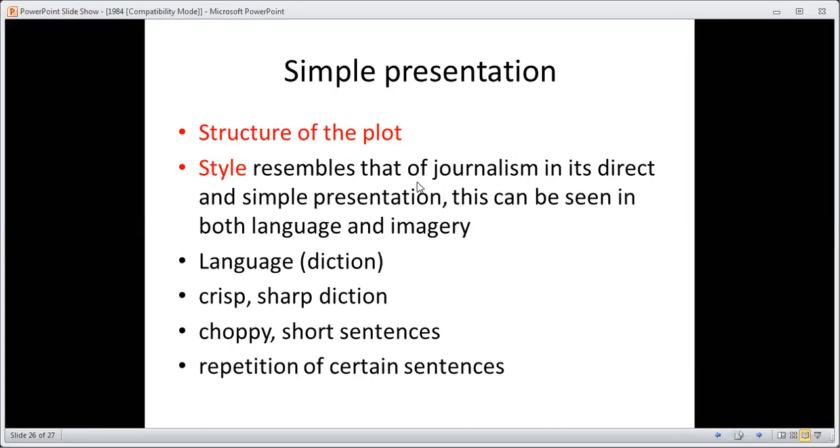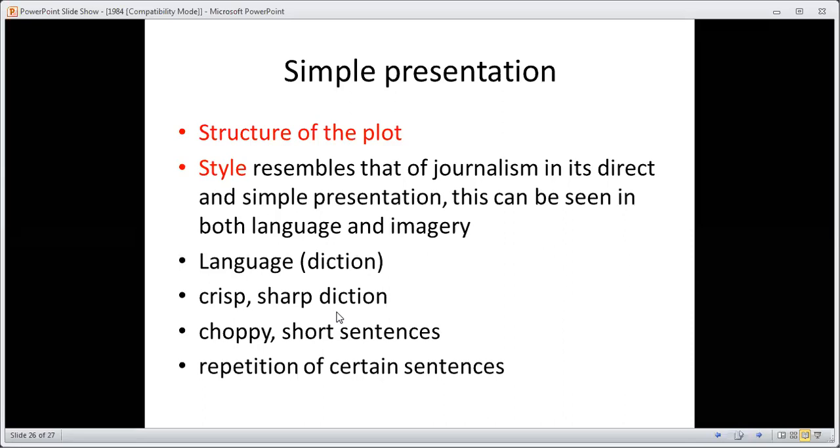In the language, for example, we have sharp diction, direct. It doesn't have two meanings, it is not connotative. It is the opposite. A crisp language. What do I mean by crisp? That it is actually newly invented. The language of 1984 is a kind of crispy language, created by the writer, a new language.